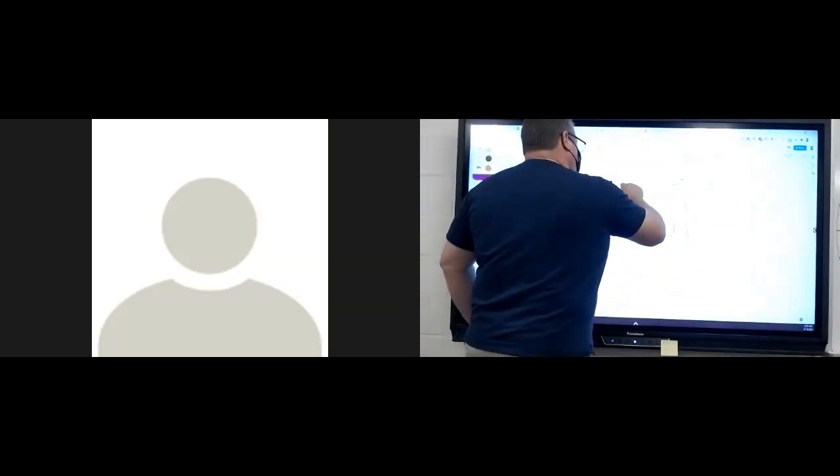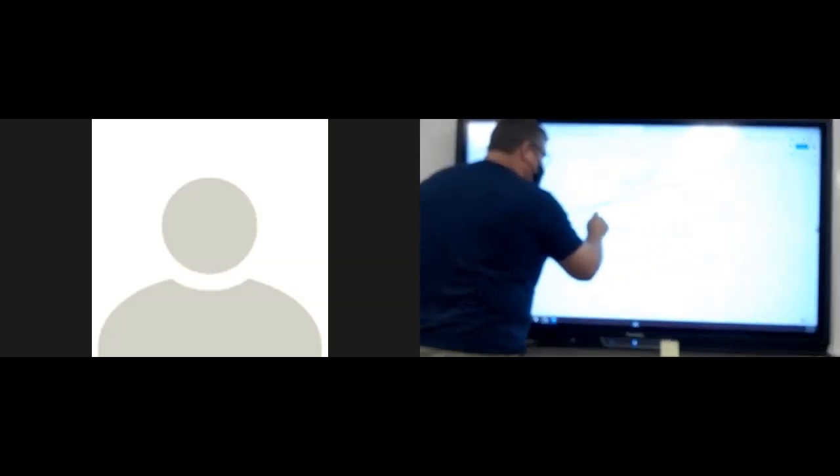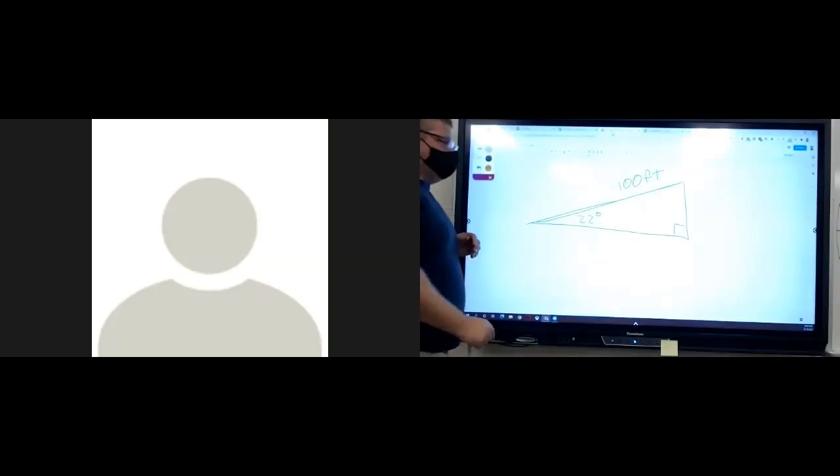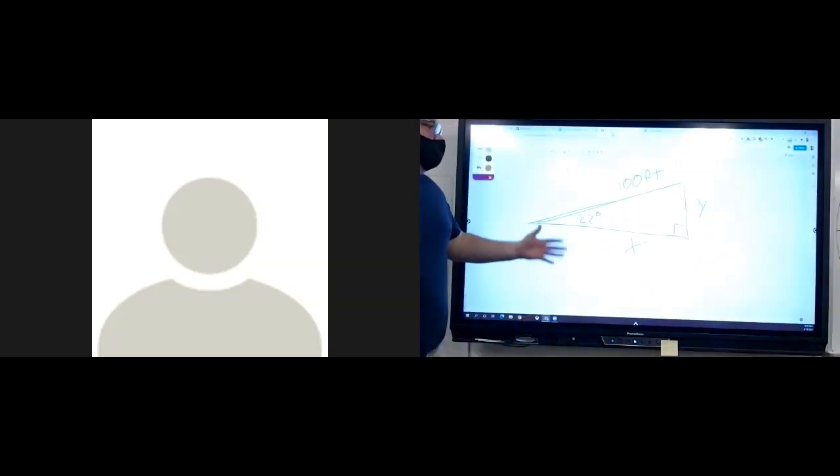I have something that is 100 foot long here, and this is 22 degrees. Here's what all this stuff is used for. Y and X. Tell me how to find Y. What would I use?